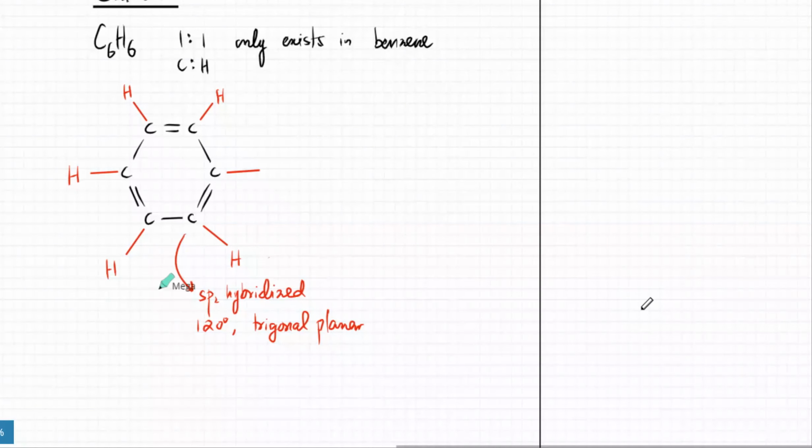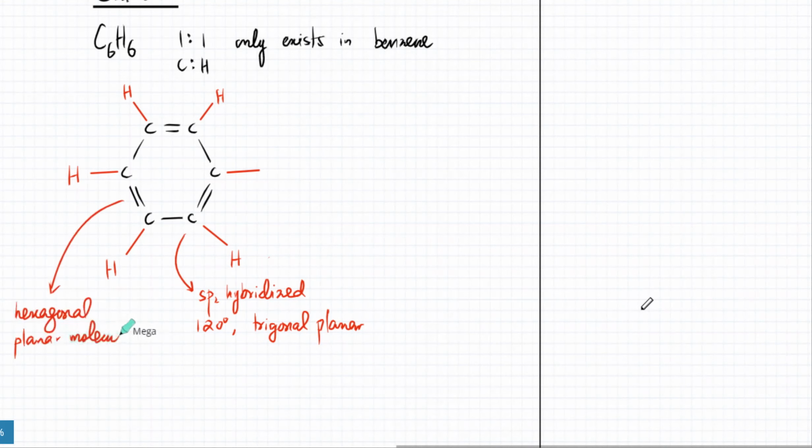So this one is a completely flat molecule. It's a completely hexagonal and planar molecule. It's like a perfect hexagon with all angles being 120 degrees. And there's going to be one H over here as well.